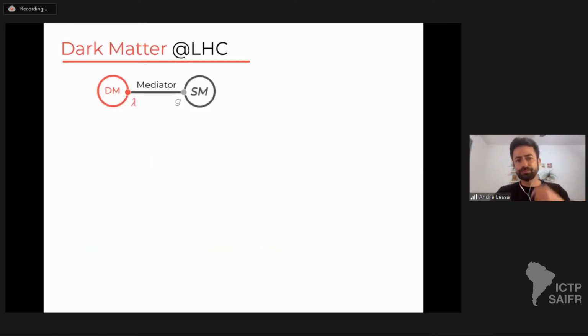I'll use this super simplified scheme for dark matter models, but it encapsulates the main features of most of the relevant models. I assume dark matter is coupled to the standard model through a mediator. The coupling between dark matter and the mediator is, I use lambda throughout this talk, and the mediator couples to the standard model through some coupling G, which can be a gauge coupling or a Yukawa coupling or something else. And the mediator could even be standard model particles at this point.